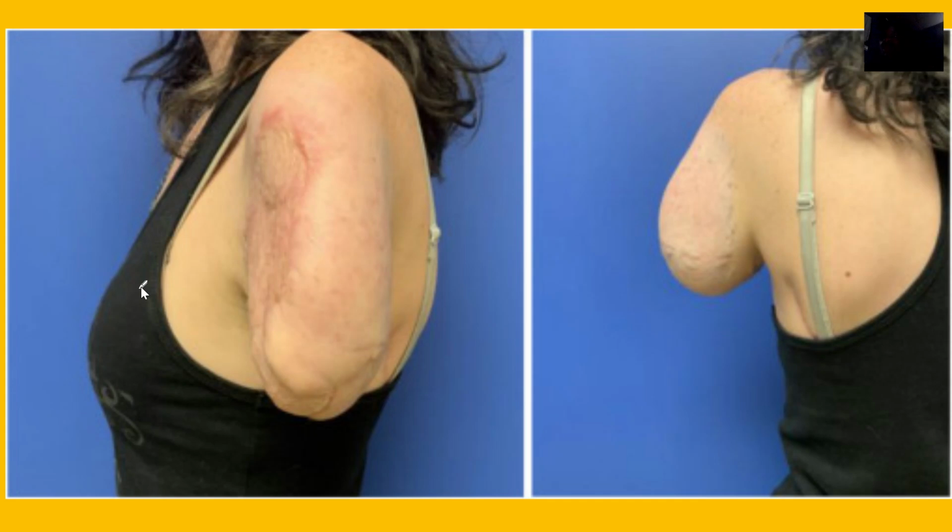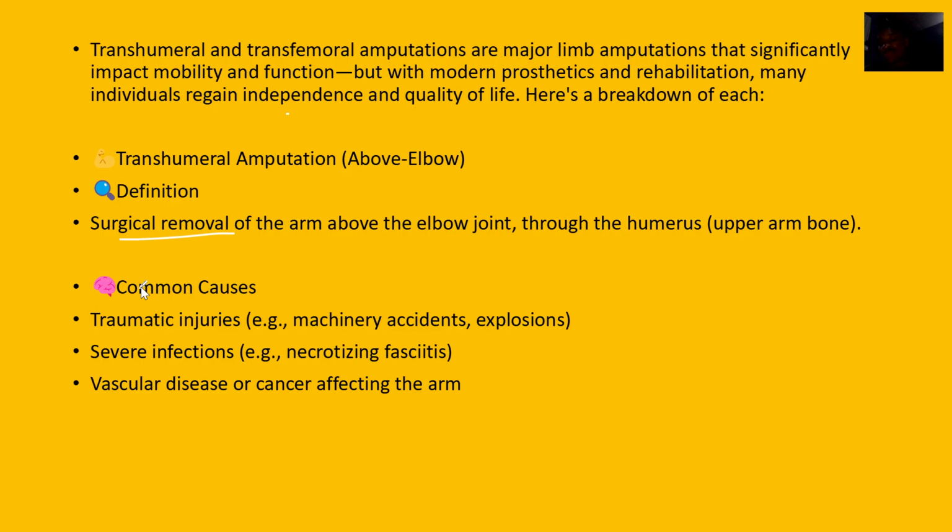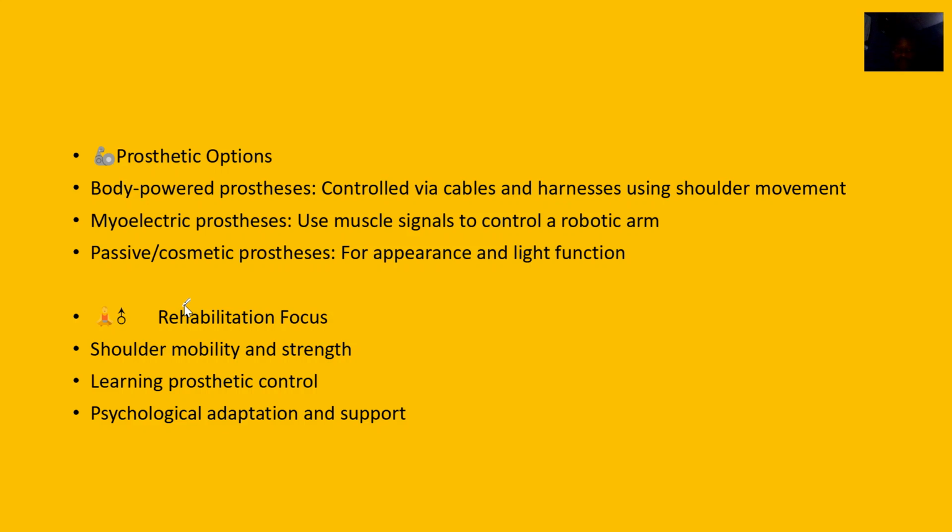Sometimes you might get an injury that the arm is damaged to an extent that the hospital has no option other than to remove it. Are you getting the difference? Severe infections are a reason why they might actually remove your hand. Vascular disease or cancer affecting the arm is a reason. So these are not common causes, these are reasons, right? Reasons why they will actually want to remove your arm in the hospital.